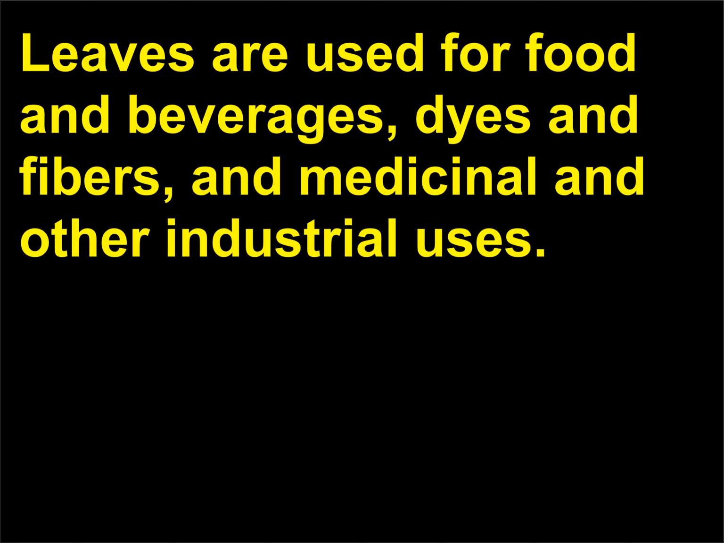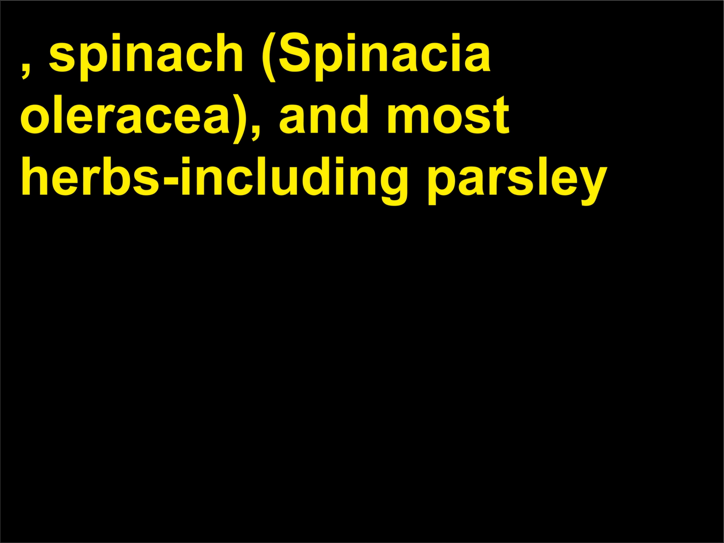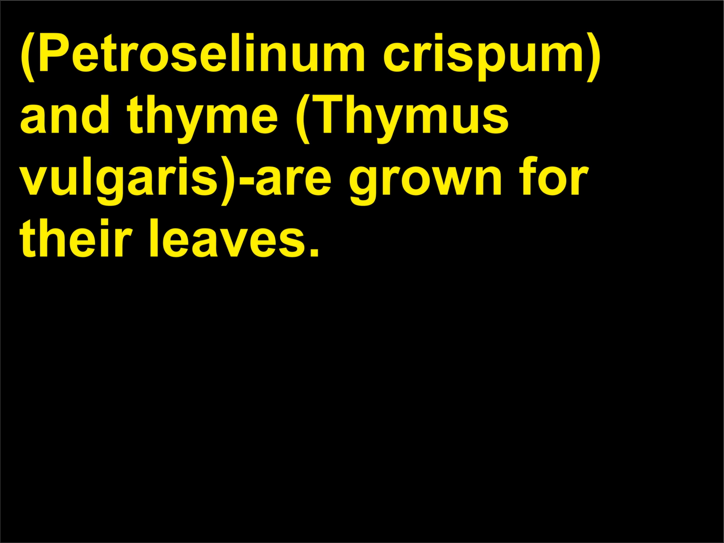Leaves are used for food and beverages, dyes and fibers, and medicinal and other industrial uses. Certain plants, such as cabbage, Brassica oleracea, lettuce, Lactuca sativa, spinach, Spinacia oleracea, and most herbs including parsley, Petroselinum crispum, and thyme, Thymus vulgaris, are grown for their leaves.